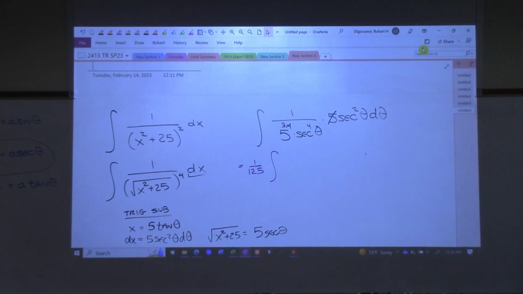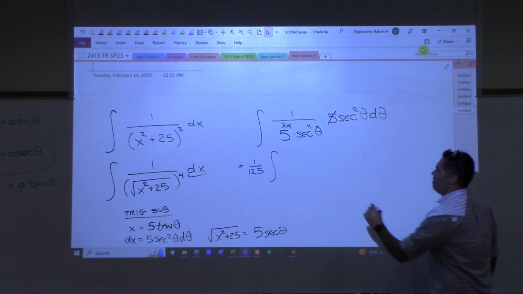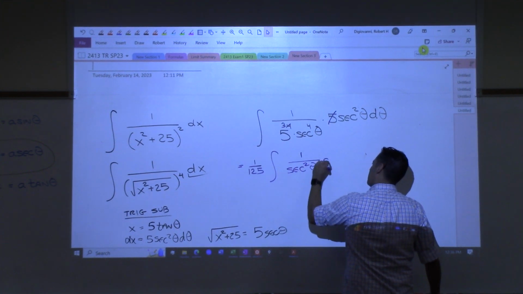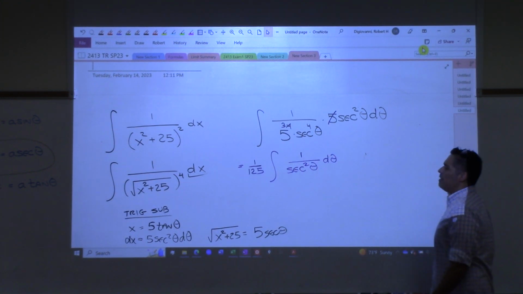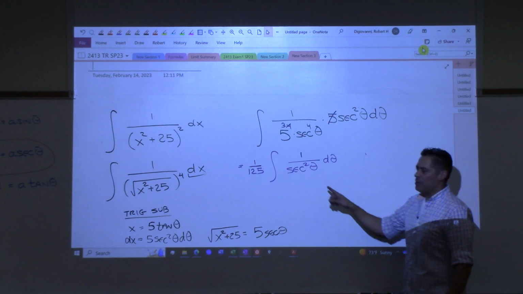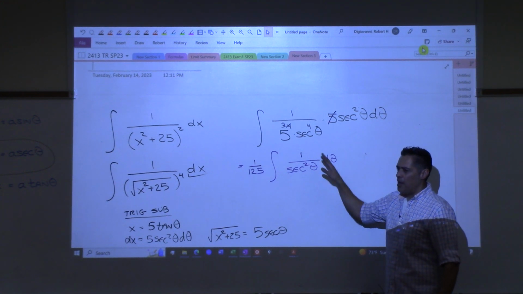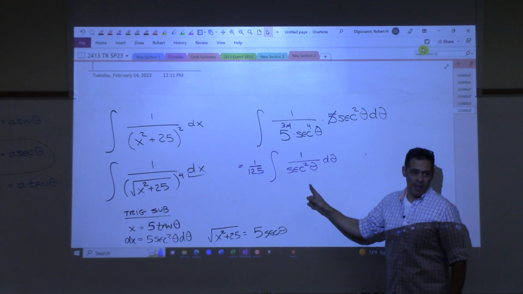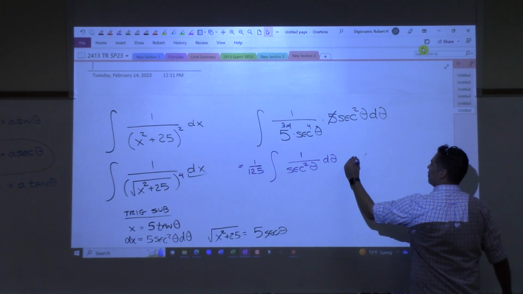How many factors of secant reduce out there? 2 factors. So I'm going to have a 1 over secant squared on the bottom. And please don't tell me that the antiderivative of that is 1 over tangent. That's not the way we do it, right? You can't do the antiderivative of top and bottom or anything like that. But you can rewrite this as cosine squared. Yes?